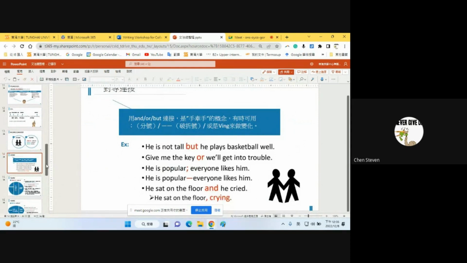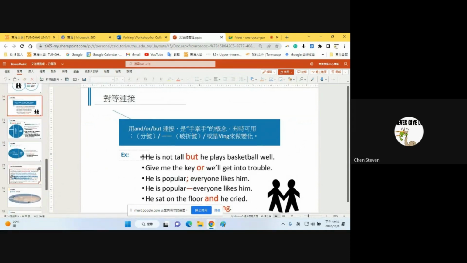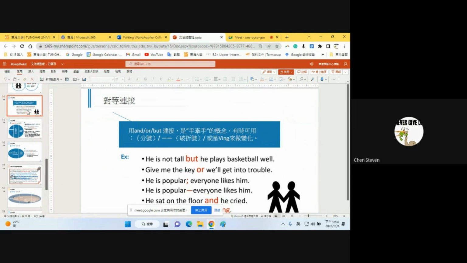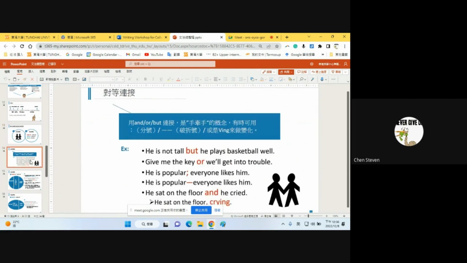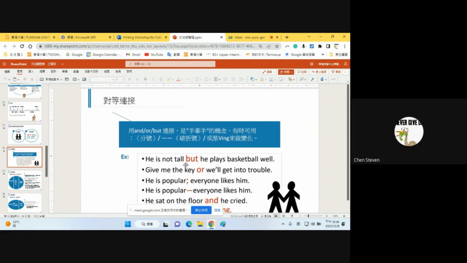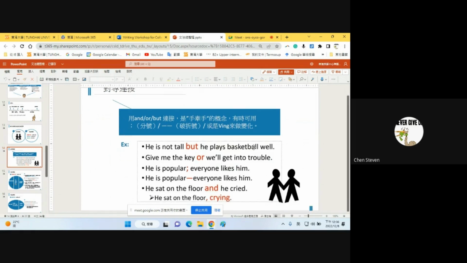Okay, and then the next part, we go to how sentences combine together. And this is important because when they write a sentence in English, there are different ways to present it in a paragraph. So we have 对等的连接 and 复合的连接, and these two could be working together. This is what I have for them, and this is 对等连接. He's not tall, but he plays basketball well. Give me the key, or you will get into trouble.